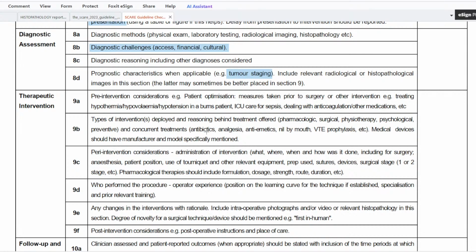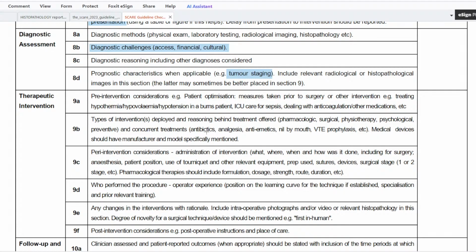Therapeutic intervention. Pre-intervention consideration, patient optimization, measures taken prior to surgery or other interventions, treating hypothermia, hypovolemia, hypertension, ICU care, such as dealing with anticoagulations and other medications, etc.